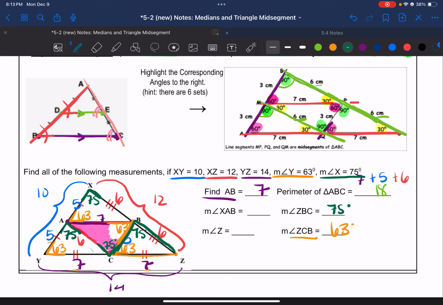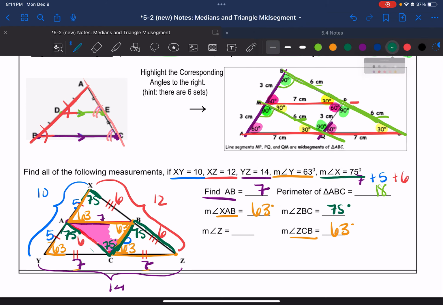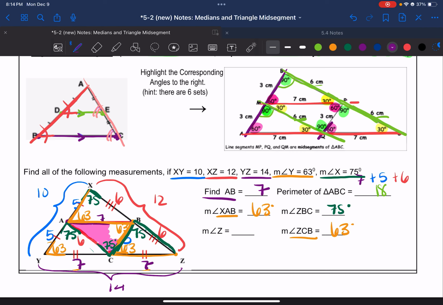So I missed one over here. X to A to B is also 63 degrees. And then the last one we have to do a little bit of math for is they want us to find, let's do a different color. They want us to find Z. They want us to find this last little part right here.